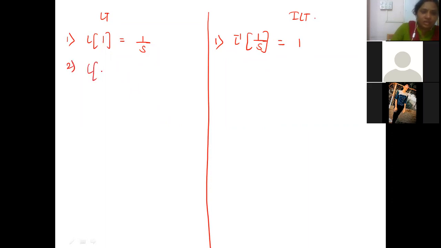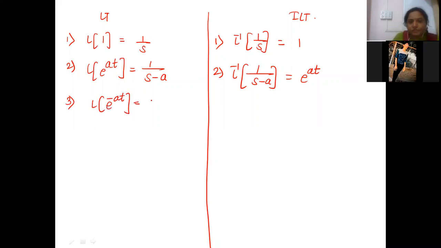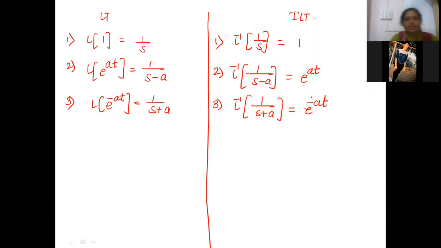Next formula: Laplace of e raised to at is 1 upon s minus a. So the second formula becomes Laplace inverse of 1 upon s minus a is e raised to at. Next formula is Laplace of e raised to minus at, which is 1 upon s plus a. So here it becomes Laplace inverse of 1 upon s plus a is e raised to minus at.